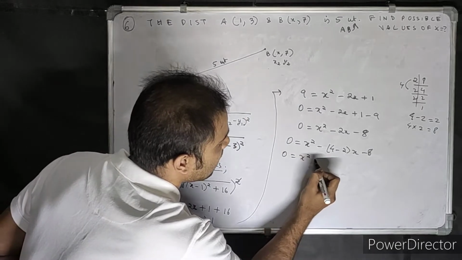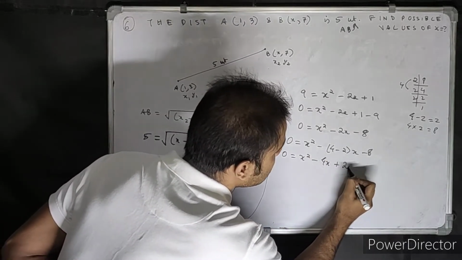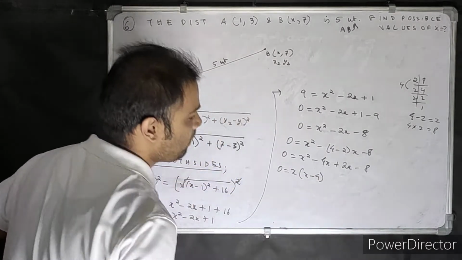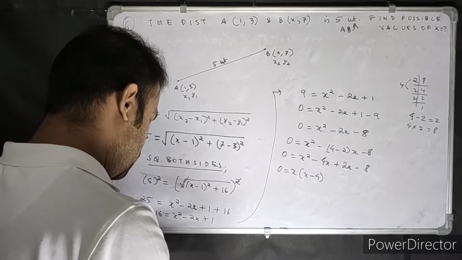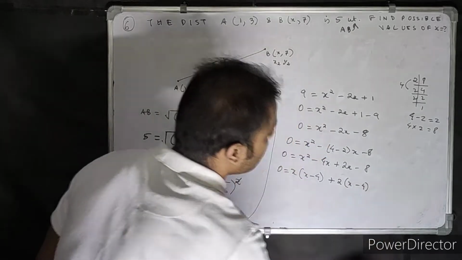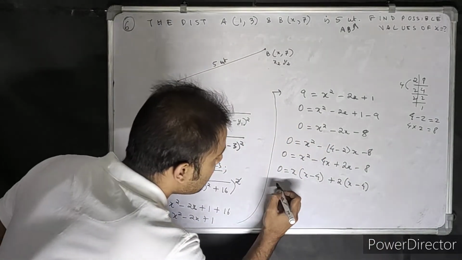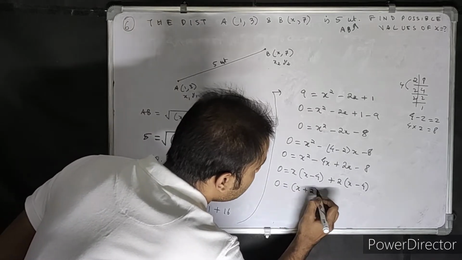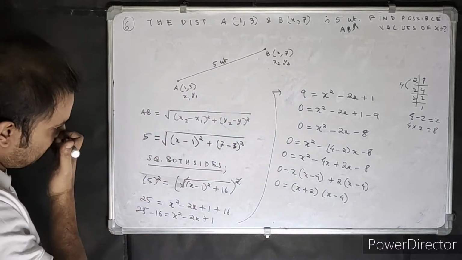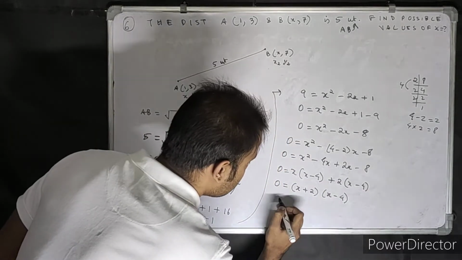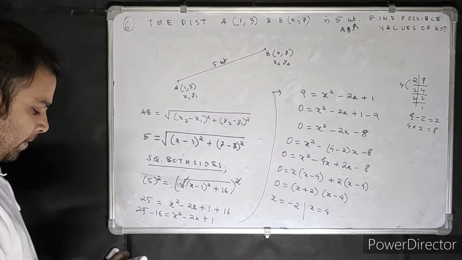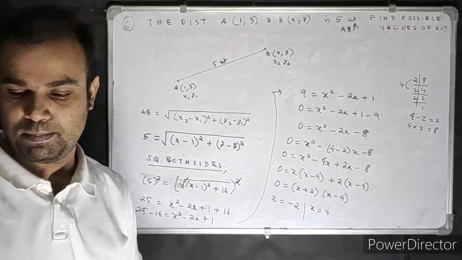So 0 is equal to x square minus 4x plus 2x minus 8. X common, x minus 4, plus 2, x minus 4. Then two answers, 0, x plus 2, x minus 4. Two parts, x is equal to minus 2 and x is equal to 4. Two values, that's why they are saying find possible values.